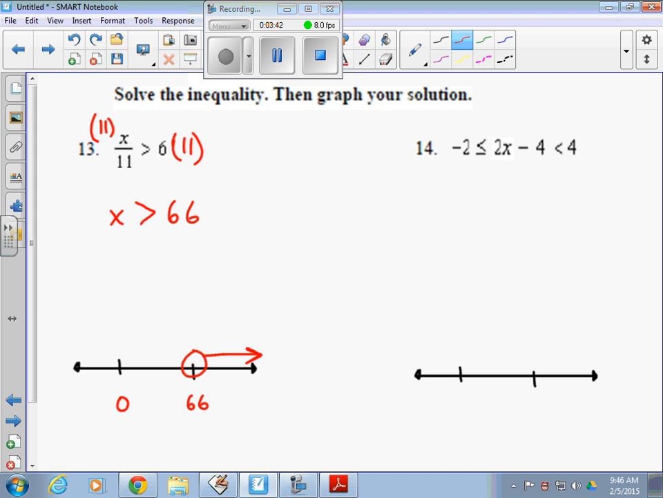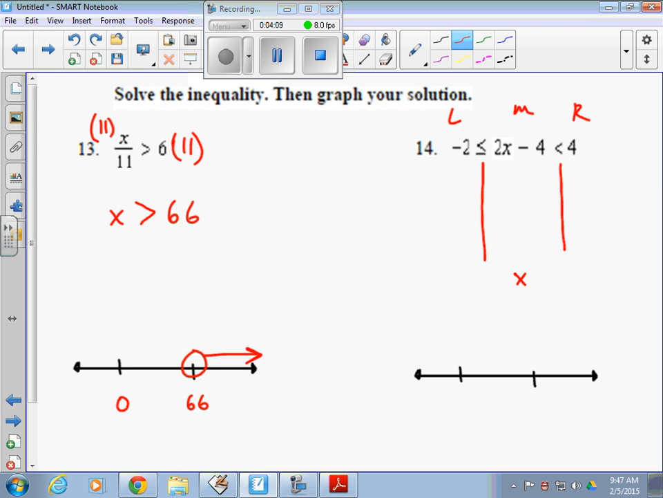Number 14 is a compound inequality. Notice there are two inequality symbols. Negative 2 is less than or equal to 2x minus 4, which is less than 4. Instead of just having a left side and a right side, now we have a left side, a right side, and a middle. We still want to get x by itself. That is still the goal. But anything you do to the middle, you've got to do to all three parts of it: the left side, the right side, alongside the middle.